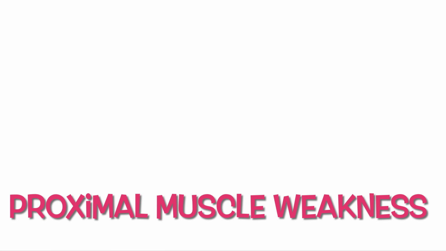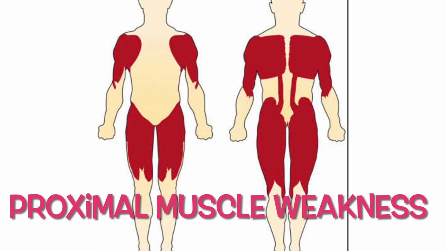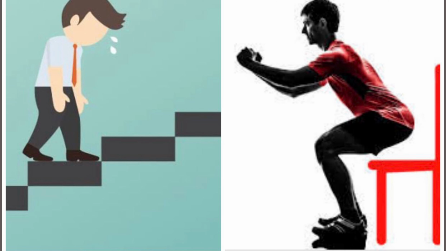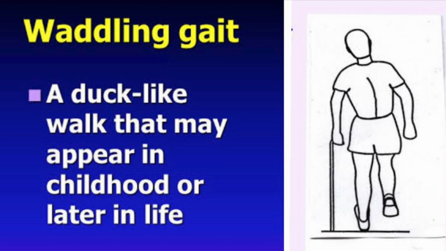Proximal muscle weakness is a prominent feature. The patient experiences difficulty in climbing stairs or getting out of a chair. The patient may also have a waddling gait, meaning that the patient is unable to bring bending movements to the hip and knee joint with compensatory movements of the trunk on the opposite side. The movement appears like a duck walking.